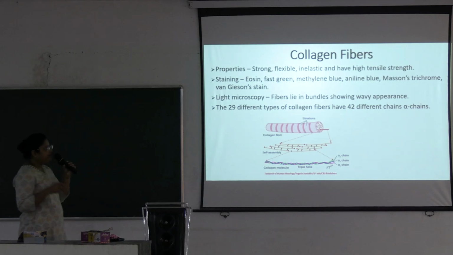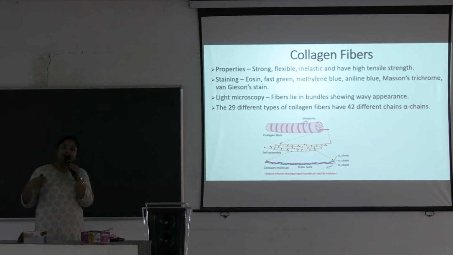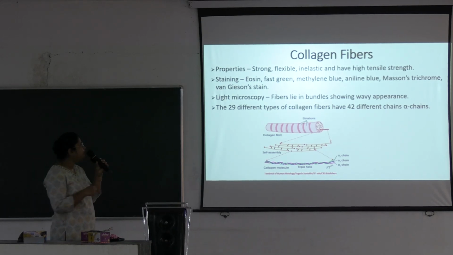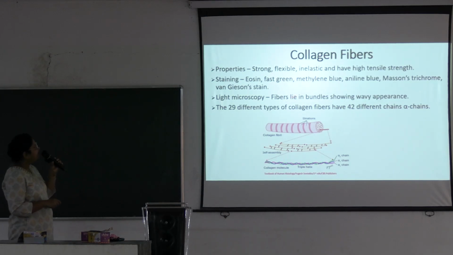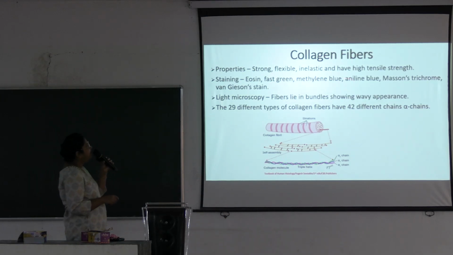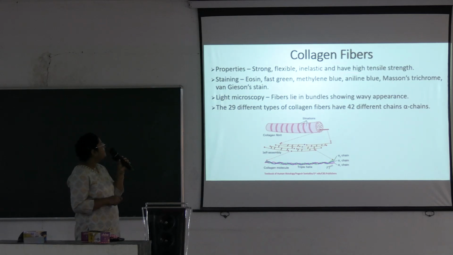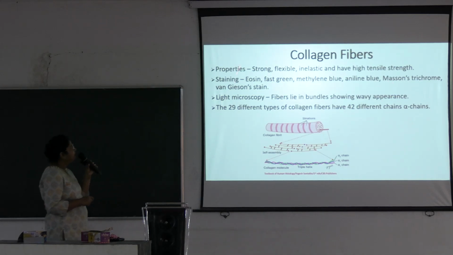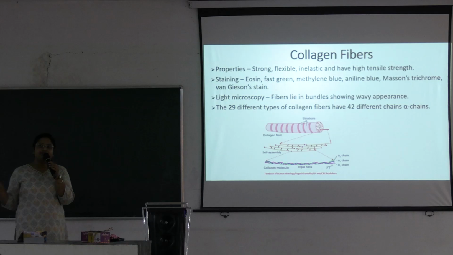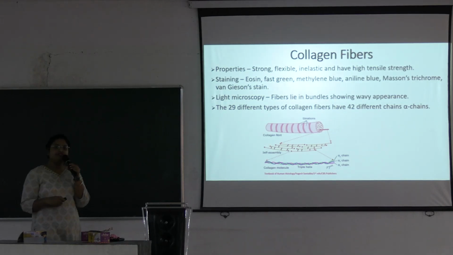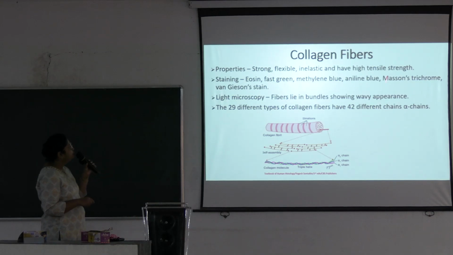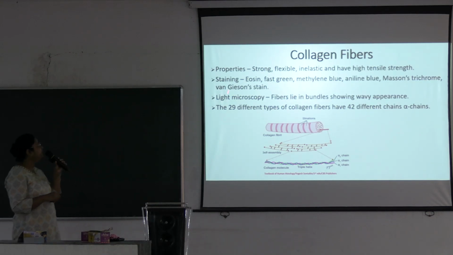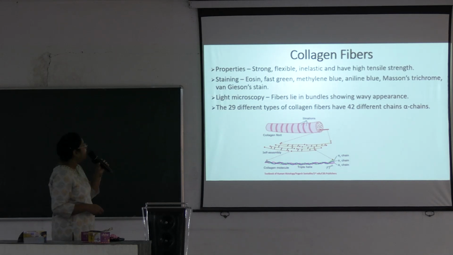Okay. Next, we are discussing these 3 types of fibers in detail. First is collagen fiber. Collagen fiber is strong, flexible, inelastic and has high tensile strength. Staining: it is stained with eosin. With eosin, it will stain pink. You have seen the eosin stain picture previously. Next are fast green, methylene blue, aniline blue, Masson's trichrome and Van Gieson stain. These are the special stains for collagen fibers.